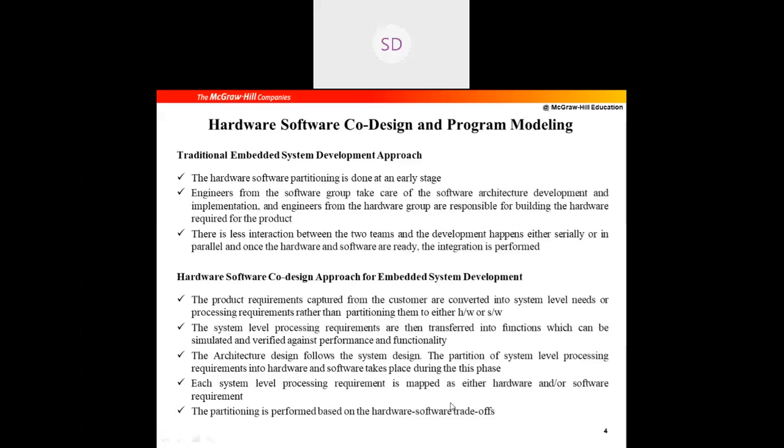And then in the traditional approach, if we consider the traditional embedded system development approach, this design, that is the hardware requirement as well as the software requirement, was completely two different tasks. There was no relation at all between the two independent tasks. Okay, there was no relation at all.